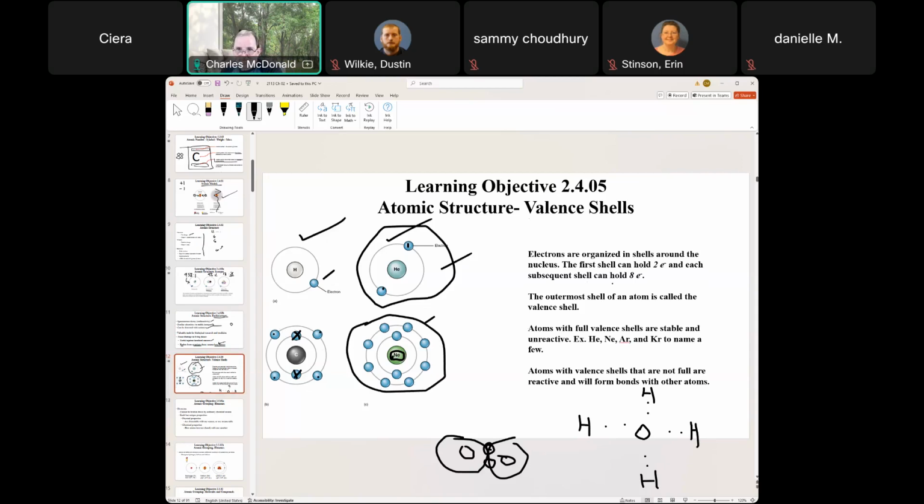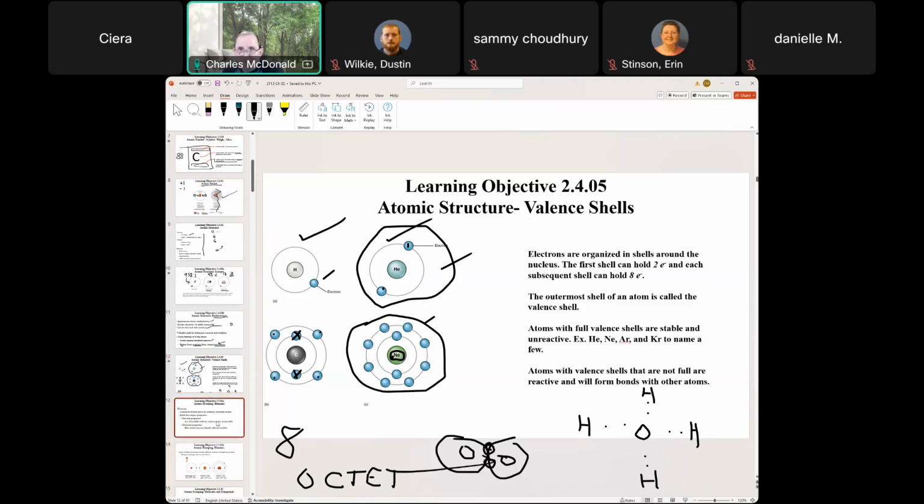Now, after that first shell, almost all the others are going to be 8, and they call that the octet rule. All they're trying to say is that every atom needs 8 in that outer shell to be stable, after you get past helium.